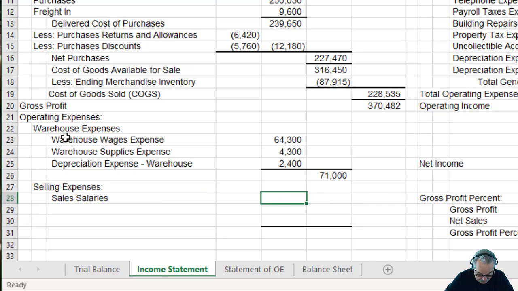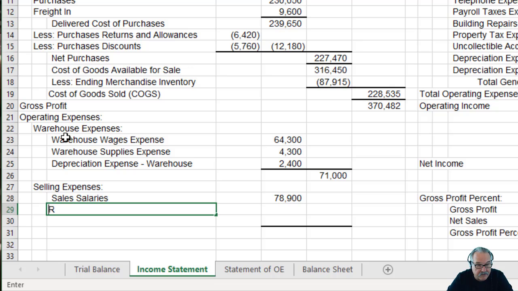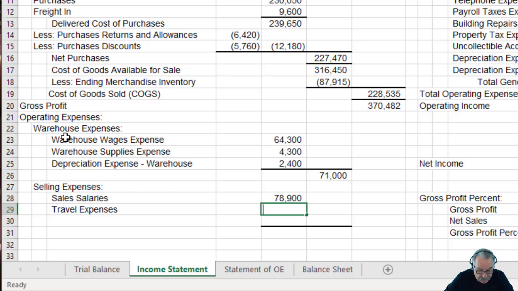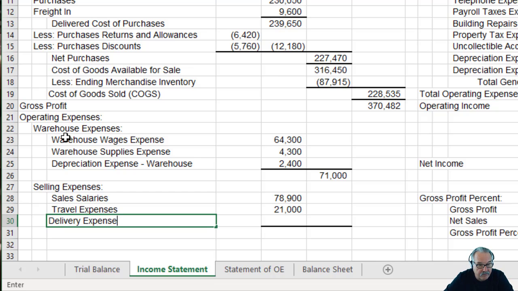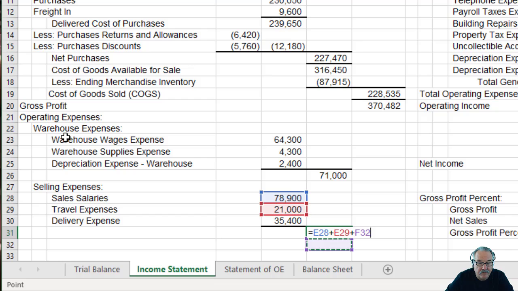Selling expenses. We have our sales salaries, which is 78,900. We have some travel expenses for salespeople to go out and visit customers, 21,000. And we have delivery expense. Sometimes that's called freight out. But whenever we have to take product to a customer, it is a selling expense. 135,300 is our selling expense total.